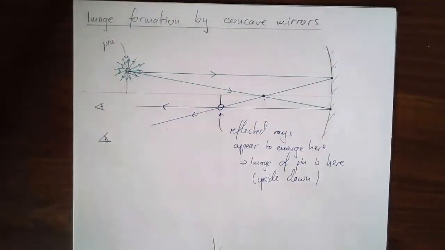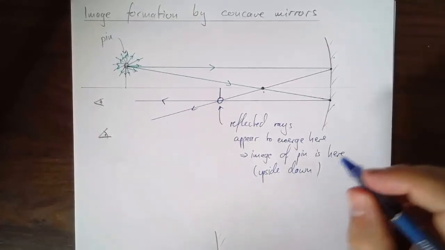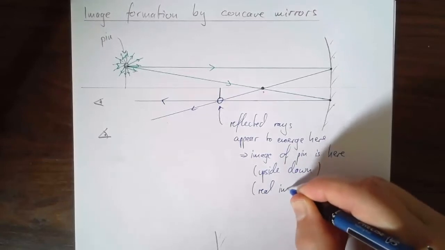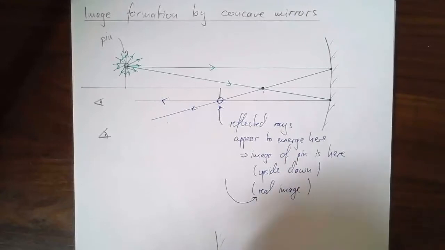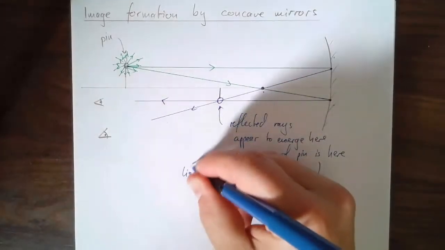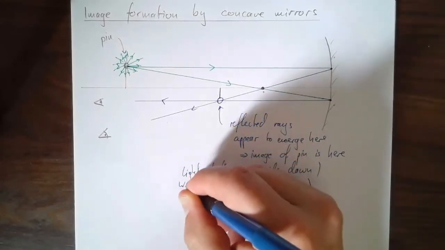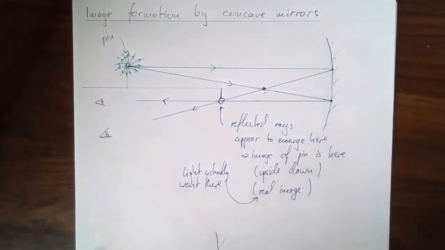Now in this case, the story is different. The light actually went through that point, and it's a real image. So, the second parenthesis, real image. Why is it real? Because the light actually went there, because it's on this side of the mirror.